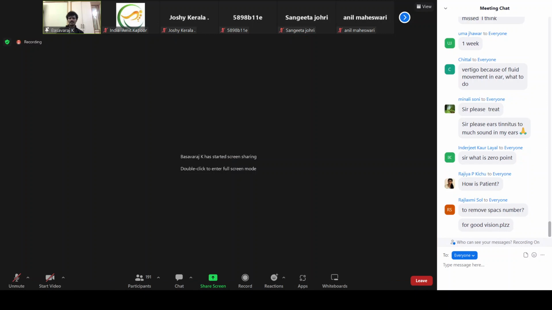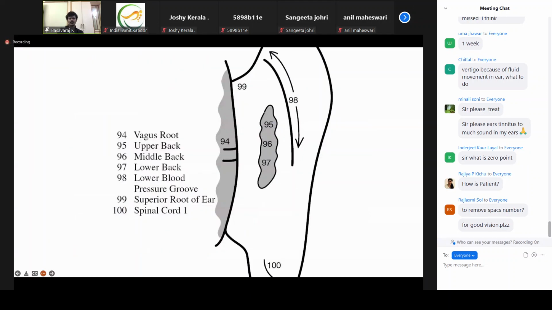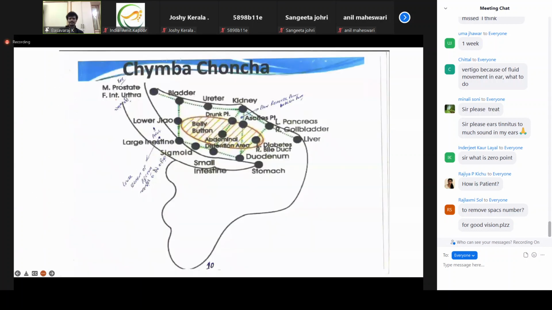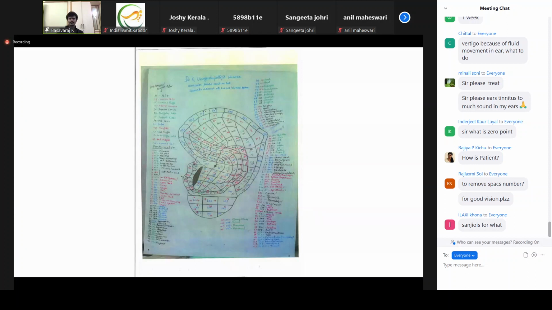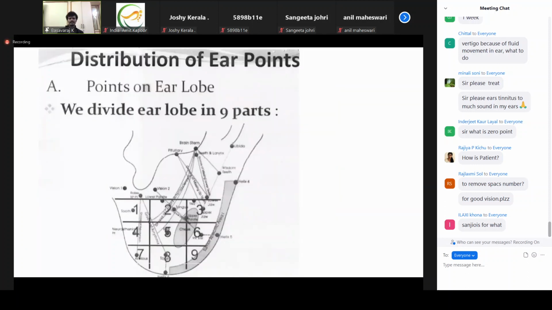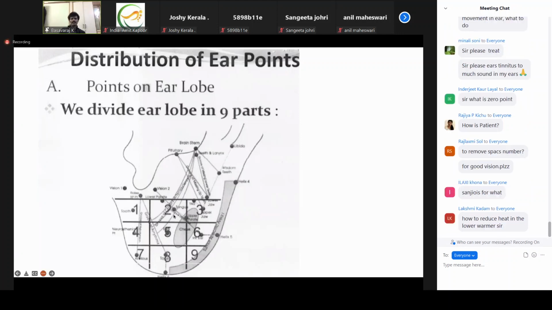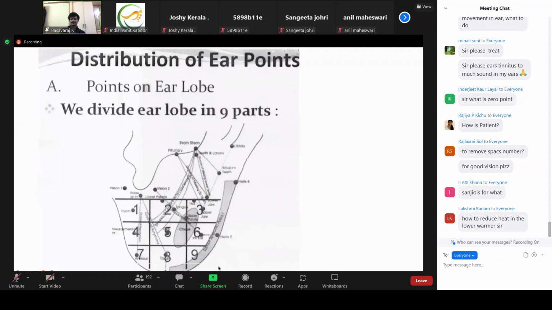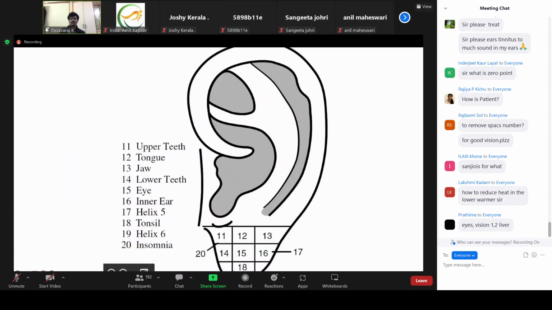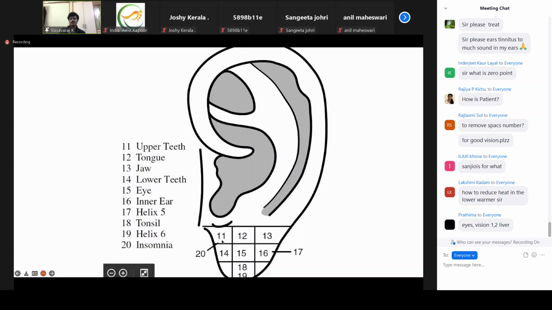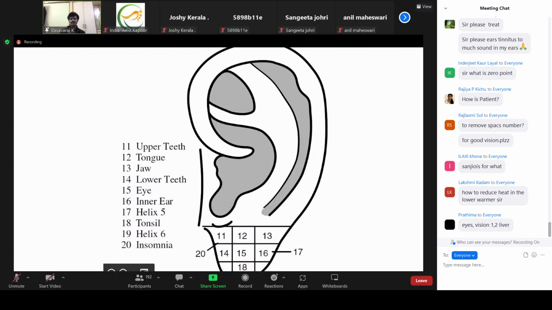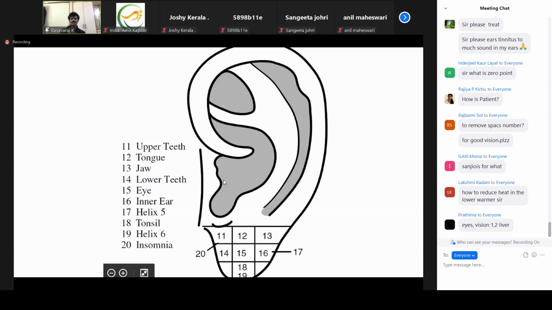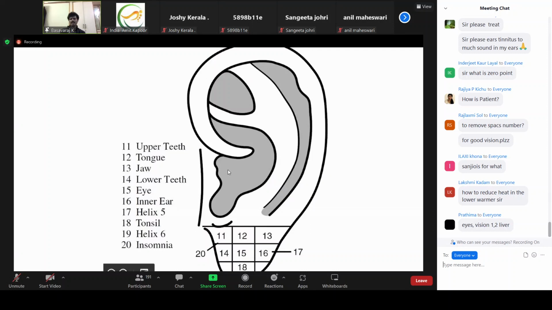Before going to the practicals, along with this, one more thing you need to know. That is the lobe. The lobe is divided into 9 points. Here, it is covering the entire face and 8 points. Look at this. Lobe 1 is related to the tooth. Lobe 2 is for tongue disorders. And lobe 3 is your jaw points. If anybody is having jaw-related pain, you can treat lobe 3.